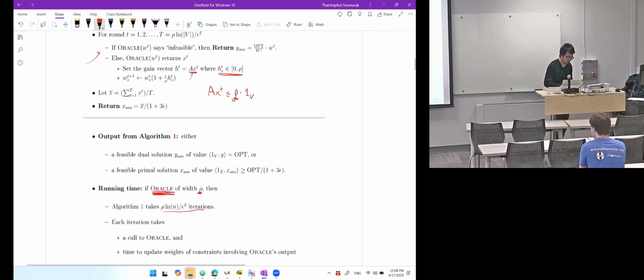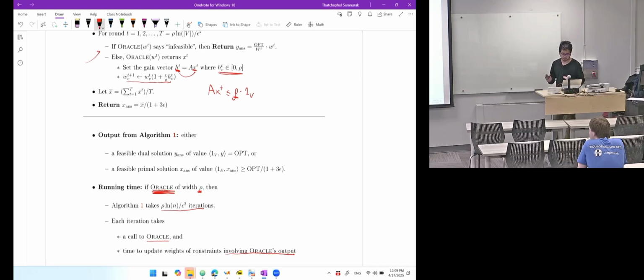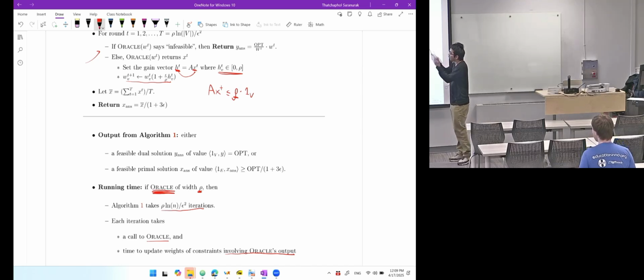And in each iteration, we just call the oracle once, and then we just need to update the weights. Which weights do we update? Just the weights that involve the oracle output, that involve xt. So we update the weights on ht, and ht is defined by xt. So if you have an efficient oracle with low width, then the whole algorithm is going to be fast.